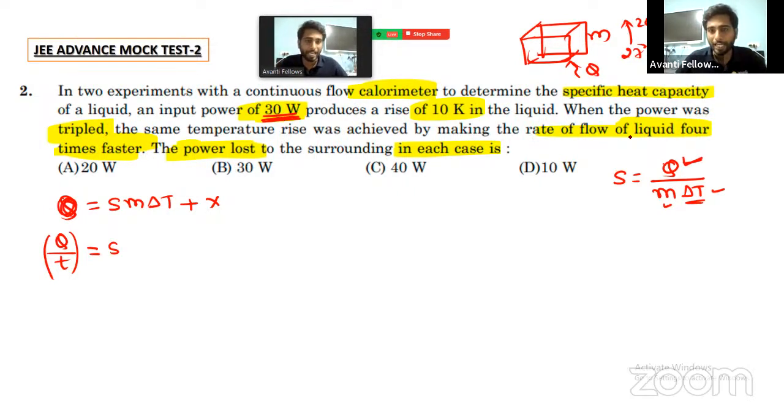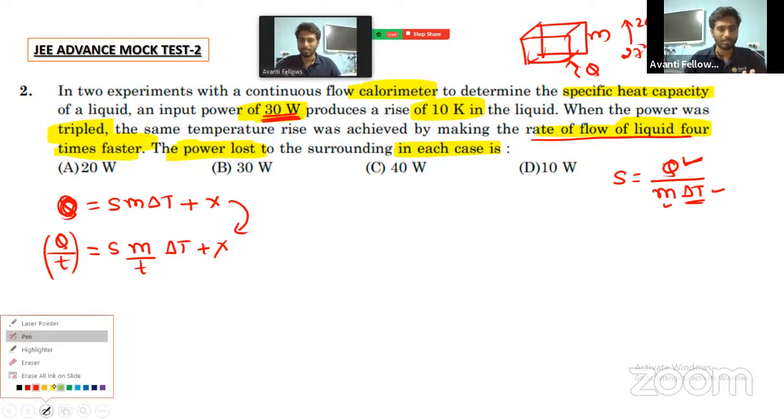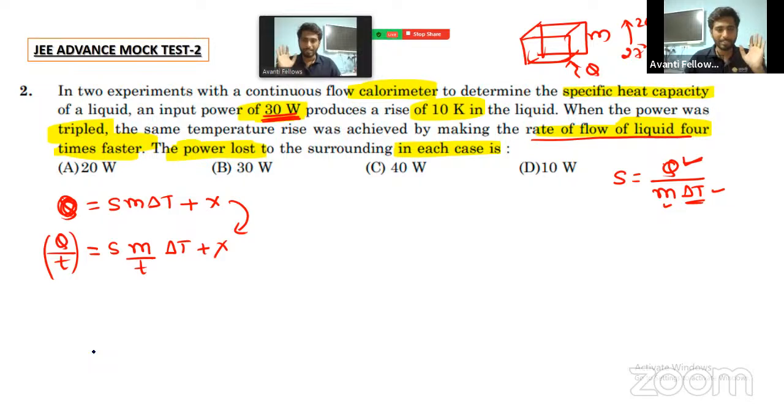Look here, the rate of flow of liquid. Rate of flow means the mass of liquid flowing per unit time. So I will write this as M by T, right? And then delta T plus X. I rearrange this equation, that's it. Nothing else done. Now look here. This is power, so I write power is equal to S, M by T, meaning mass flowing per unit time, into delta T plus X.